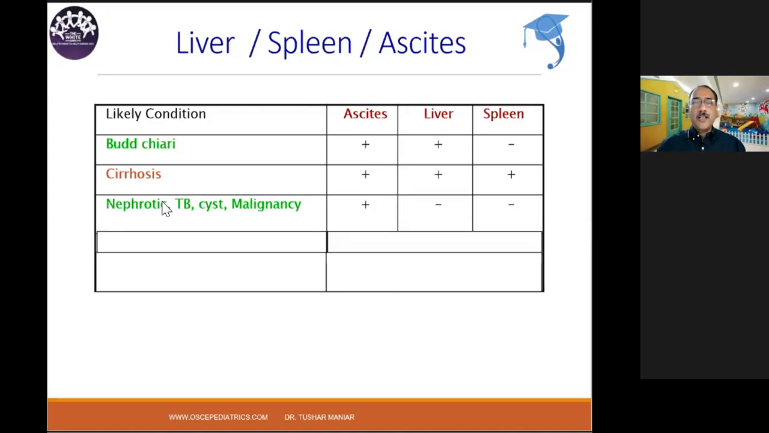Or we have written cyst here because it will appear like ascites, and when you do a sonography or examination, it looks like a cyst. You can ignore the cyst part, but the rest of that is clearly mentioned. And if you have a child with spleen who has no ascites and no liver, then what is it? Pre-sinusoidal. EHPVO. Okay, very good.